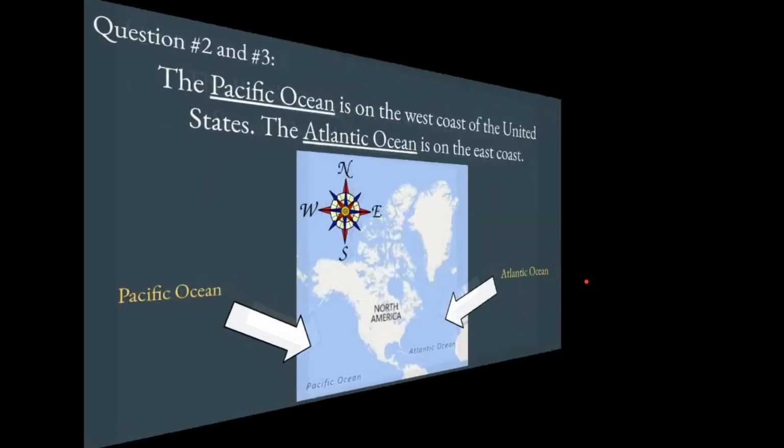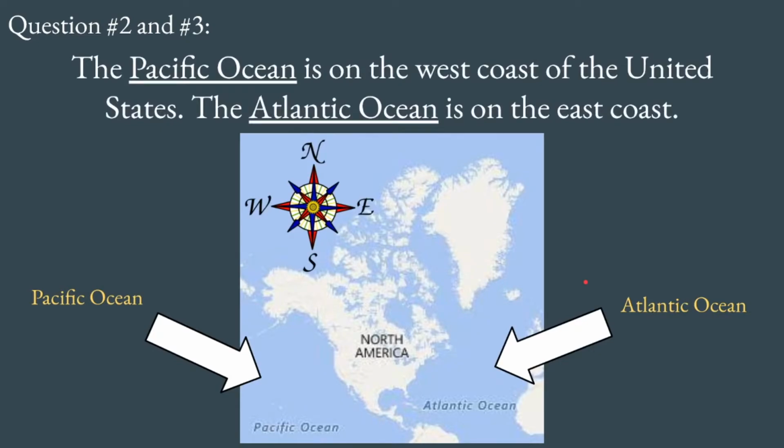So that answers questions 2 and 3. Question 2 asks what ocean is on the west coast of the United States, and question 3 asks what ocean is on the east coast of the United States. So go ahead and write in those answers now.